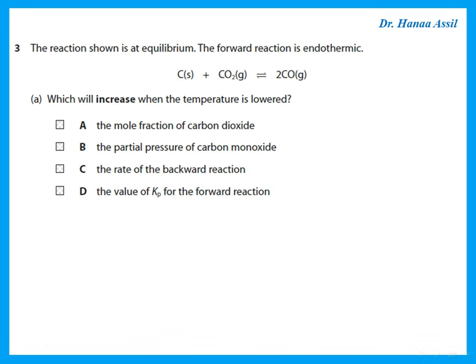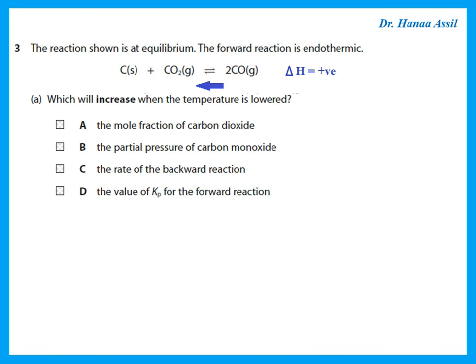This question says the reaction shown is at equilibrium. The forward reaction is endothermic, which will increase when the temperature is lowered. So the forward is endothermic, and that means the delta H for the forward reaction is positive, and that means when we increase the temperature, the equilibrium shifts to the left.